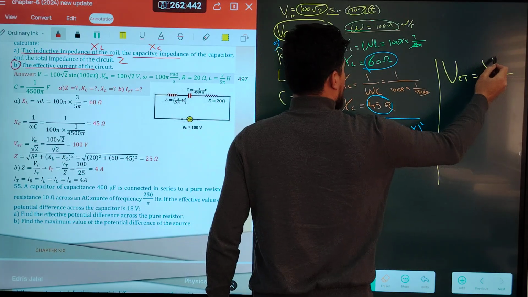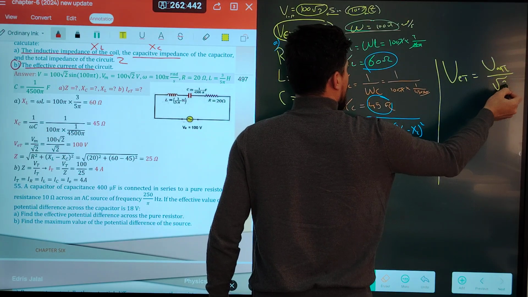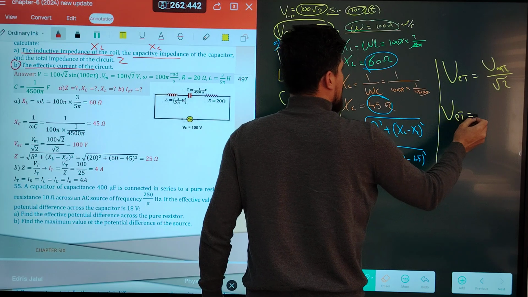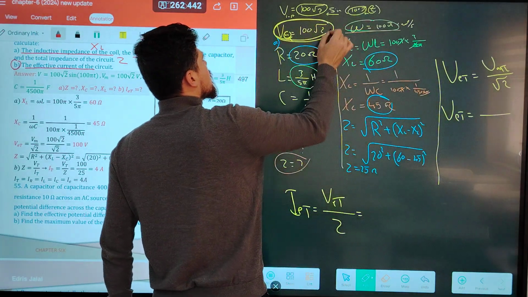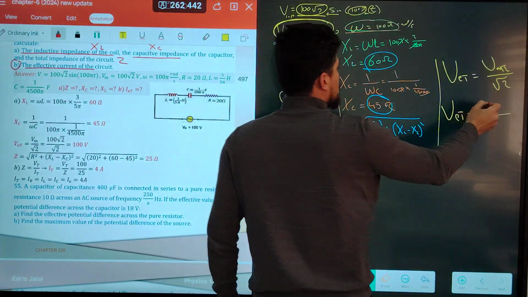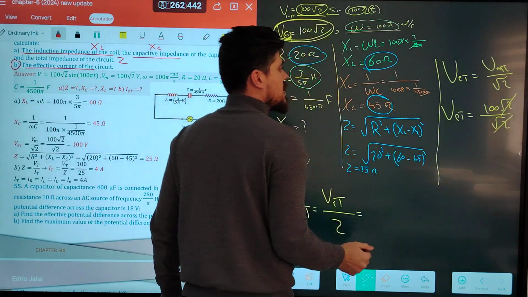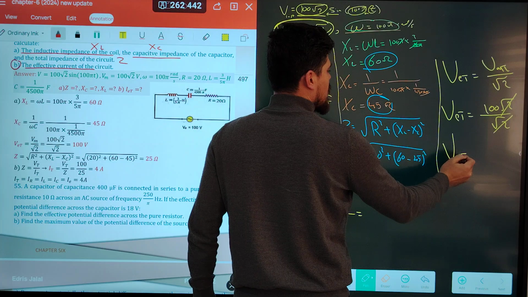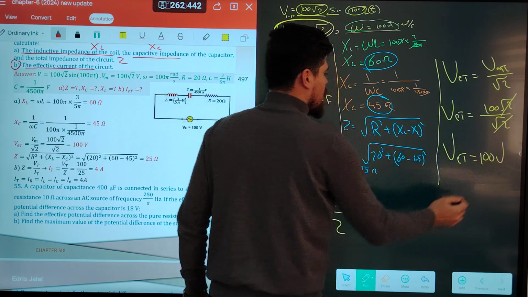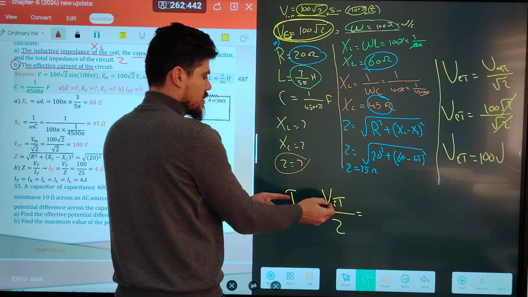VE total is equal to what? VM total divided by radical 2. Do we have VM total? Yes. In the equation was given 100 radical 2 divided by radical 2. Radical 2 with radical 2 cancel. VE total is equal to what? 100 volt. Now we have to replace into this equation.